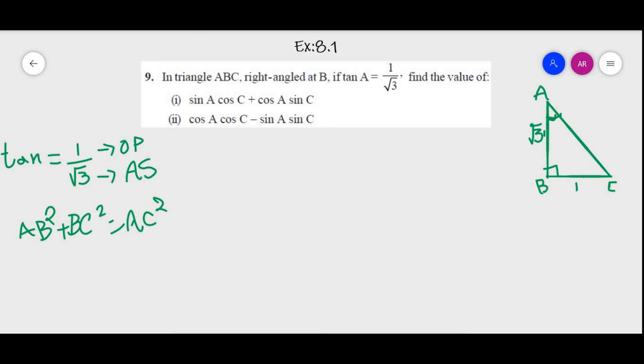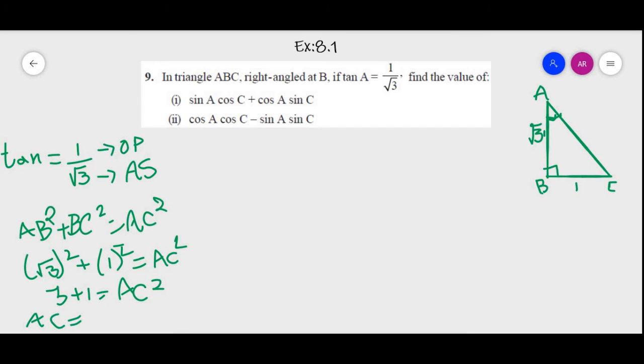Right, so what is the value of AB in here? It's root 3, so it's going to become root 3 whole square. And what is BC? It's 1, so it's going to become 1 square. It will be equal to AC square. Alright, so root 3 whole square is 3 and 1 square is 1, so 3 plus 1 will be AC square. And then AC value would be root 4.